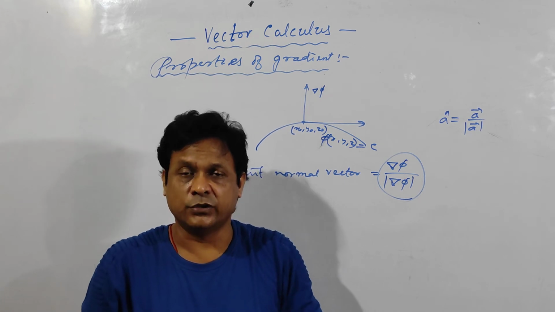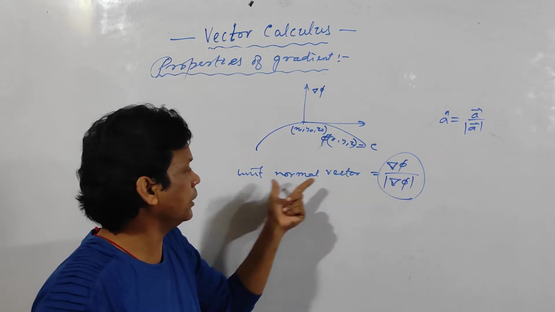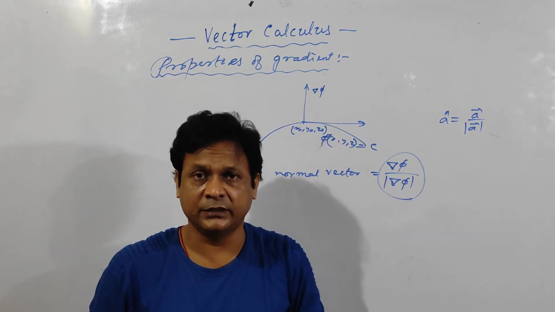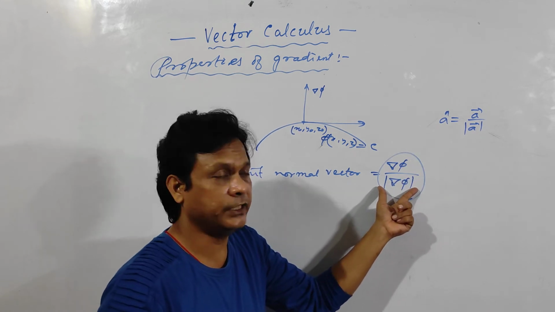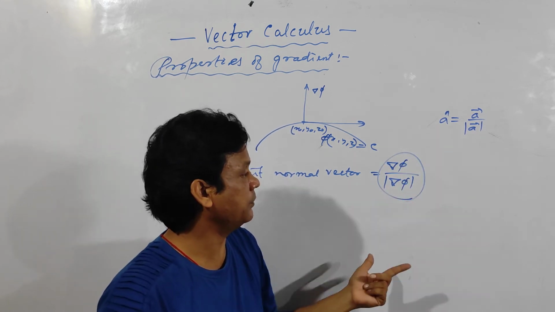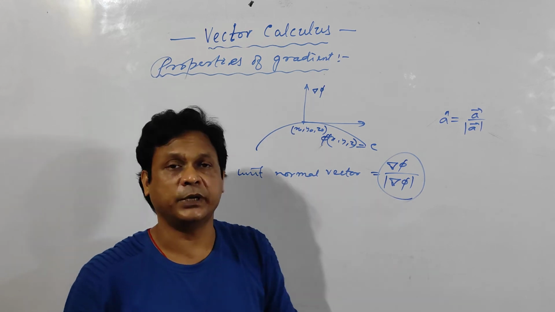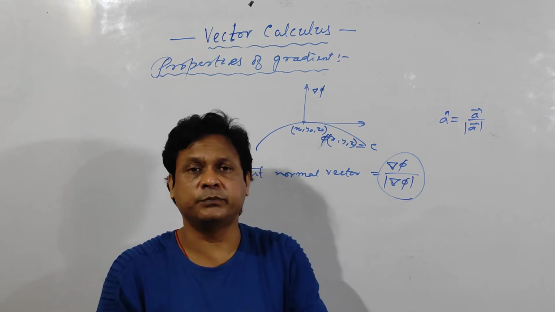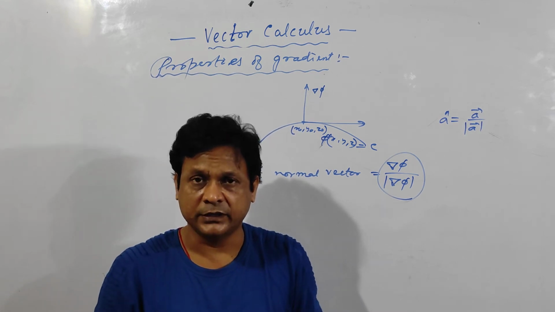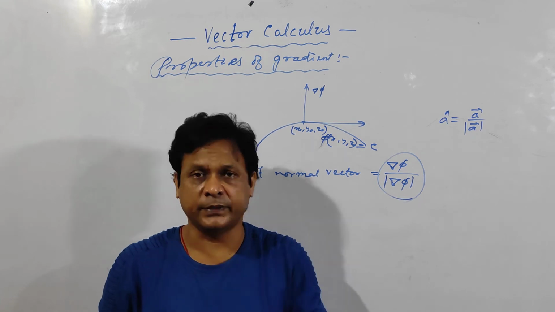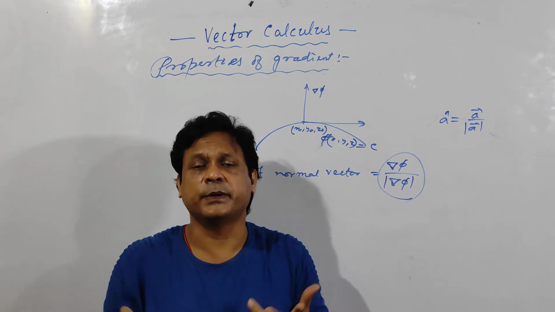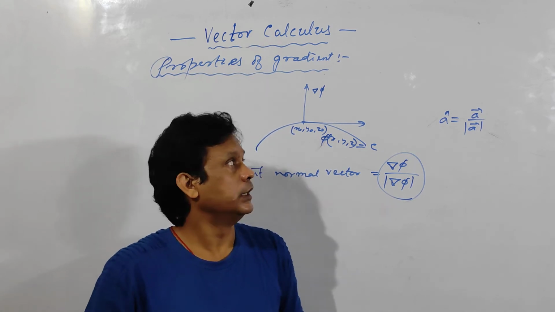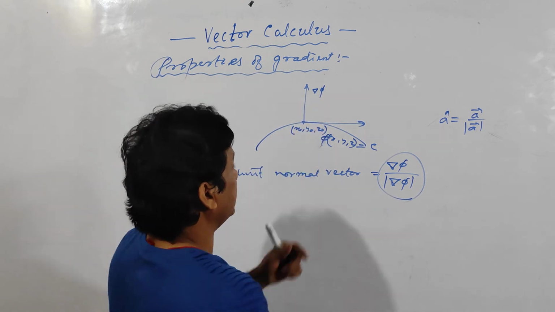And I have told you how to find out grad phi, and you can find out the magnitude of grad phi. So if your question is to find the unit normal vector to the function at this point, simply find grad phi, then find its modulus, then divide grad phi by grad phi mod, which is the required unit normal vector. Clear? And if you want to find out the maximum value of the scalar point function phi at a particular point, then find grad phi at the particular point, then take its magnitude. It is the maximum value of directional derivative. Clear?